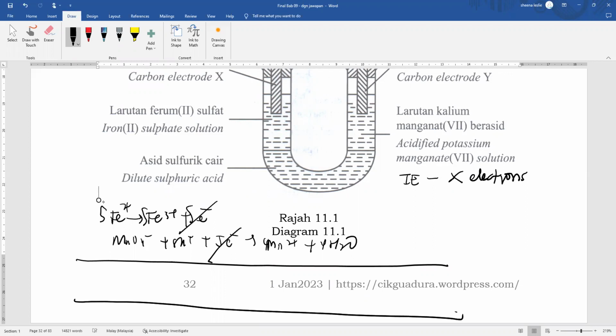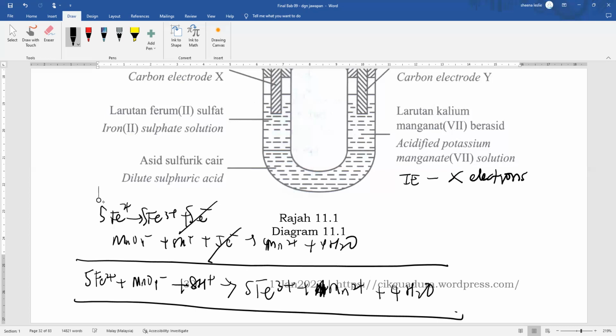Or anyone else that wants to repeat, go ahead after Alia. Anyone else who wants to finish this? Okay, if not Alia, you go ahead. 5 Fe2+ plus MnO4- plus 8H+ arrow 5 Fe3+ plus 4 Mn2+ plus 4 H2O. No, there's no 4 in front of Mn2+, only Mn2+, plus 4 H2O. Teacher, I wrote down the 4 just now wrongly.